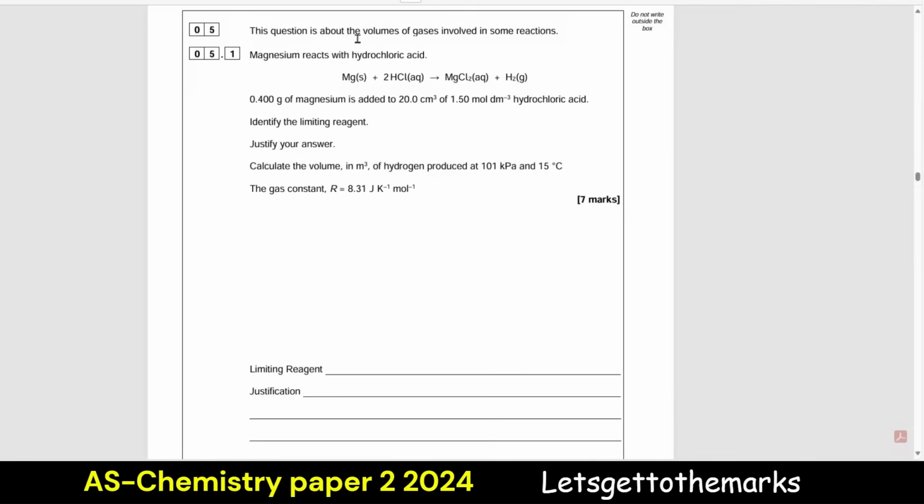Right, question 5. This question is about the volumes of gases involved in some reactions. 5.1. Magnesium reacts with hydrochloric acid. Magnesium solid plus 2 HCl aqueous goes to MgCl2 aqueous plus H2 gas. 0.400 grams of magnesium is added to 20 centimeter cubed of 1.5 mole per decimeter cubed hydrochloric acid. Identify the limiting reagent. Justify your answer. Calculate the volume in meters cubed of hydrogen produced at 101 kPa and 15 C. The gas constant R is equal to 8.31 J K to the -1 mole to the -1. This is 7 marks.